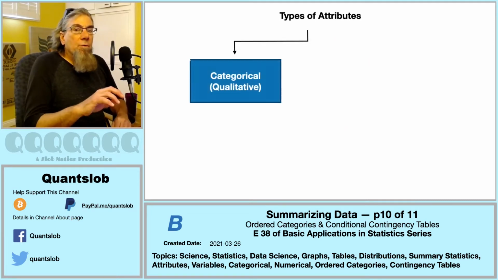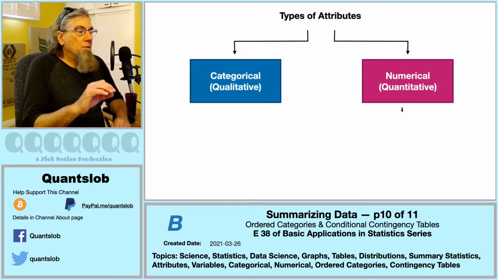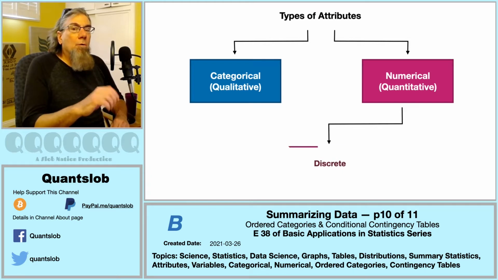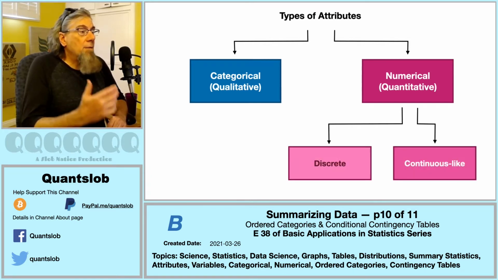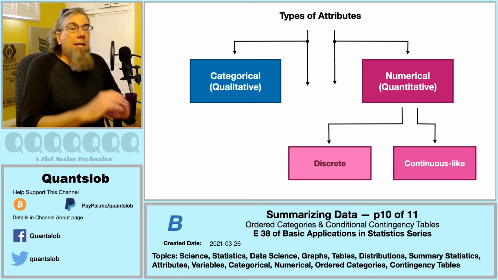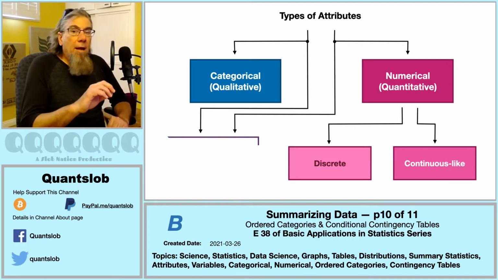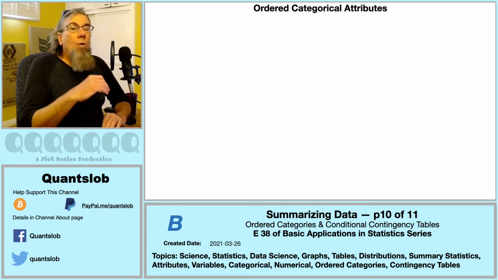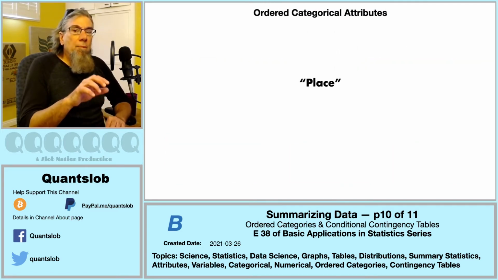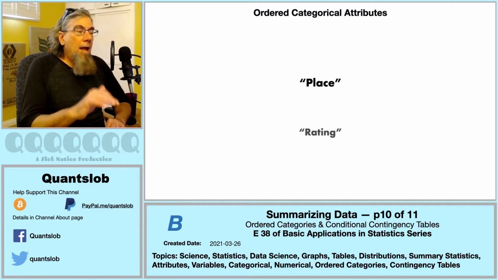Now, earlier in this series, we identified two attribute types, categorical and numerical. Now, occasionally, we may encounter a third type of attribute, an ordered categorical. An ordered categorical attribute possesses a behavior that's sort of like a cross between a categorical attribute and a numerical attribute. And there are typically two ways in which we might encounter an ordered categorical attribute.